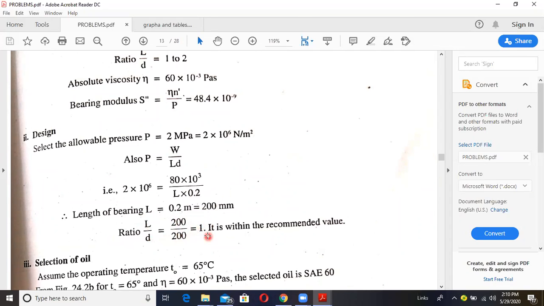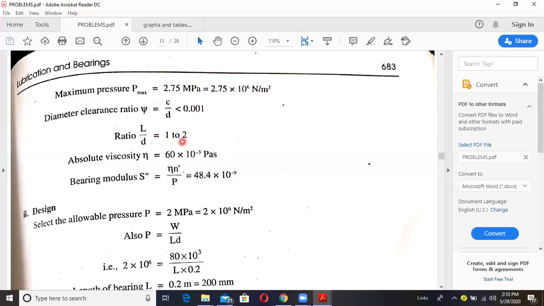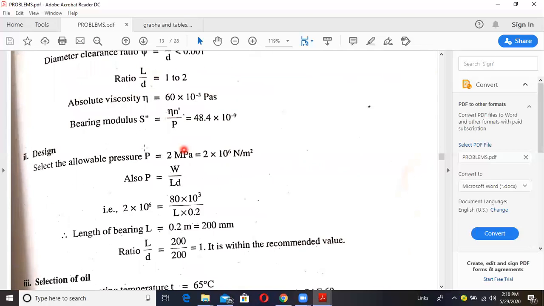Whatever 1 we get, it is in between 1 to 2, right? Therefore, the selected pressure is right, or it is within the recommended value. Like this we find out the ratio and whether the selected allowable pressure is right or not. Now the ratio L by D is within what we got from table 24.2, 1 to 2. We got 1. Therefore, L is equal to 200 mm and D is equal to 200 mm. So this finishes finding the ratio L by D and the length of the bearing.